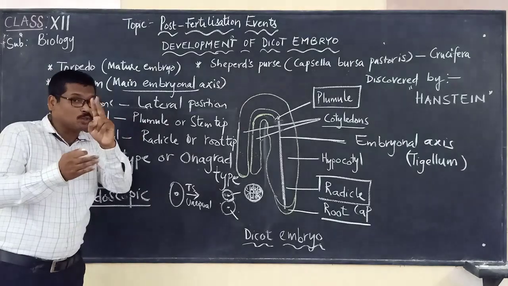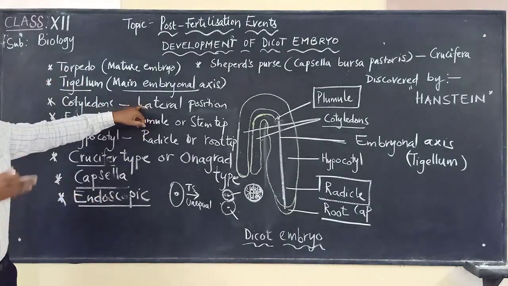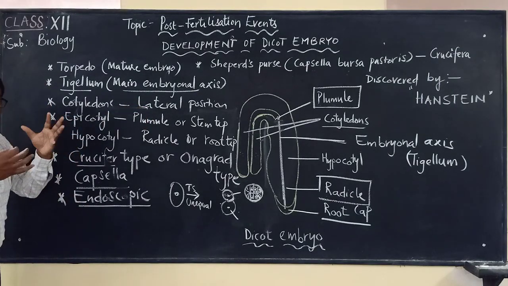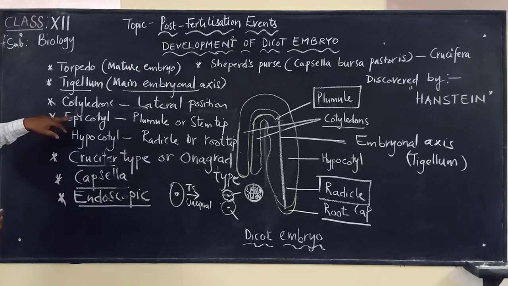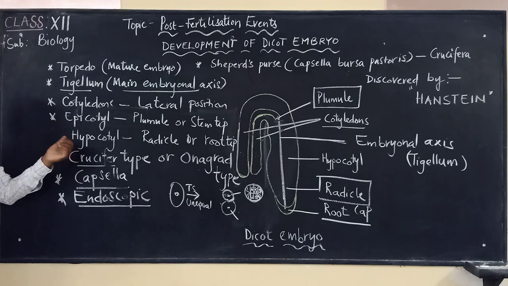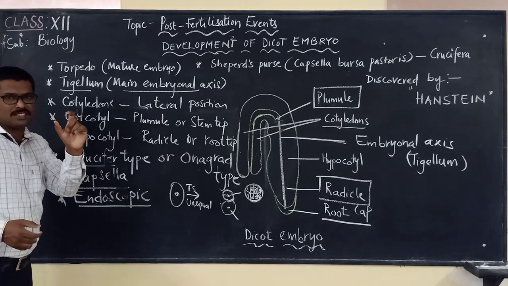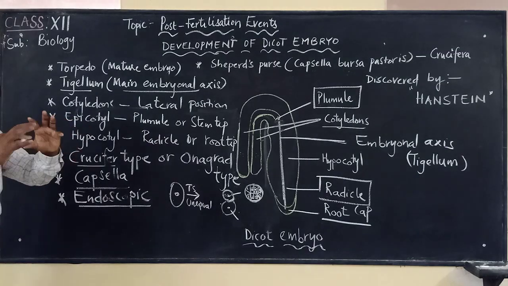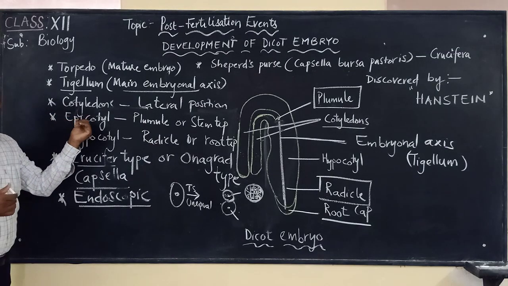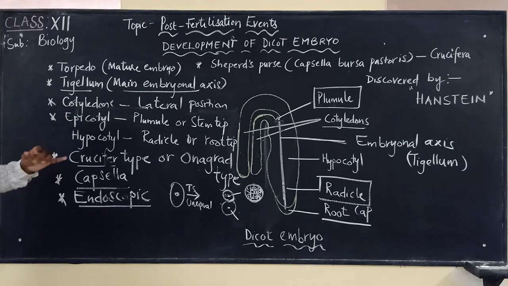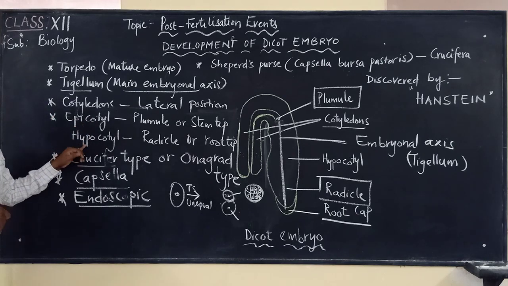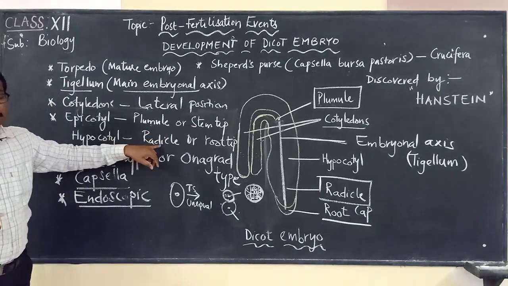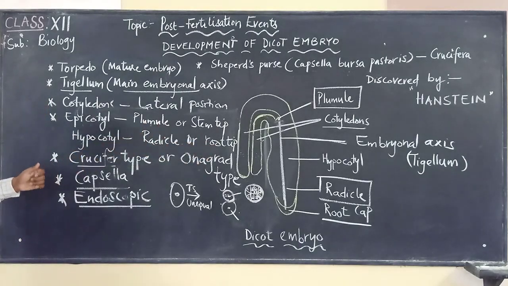There are two cotyledons placed on the lateral sides of the embryonal axis, and this embryo is showing two regions, epicotyl and hypocotyl. The portion of the embryonal axis attached above the two cotyledons is called the epicotyl. Below is the hypocotyl. The epicotyl gives rise to the plumule, or stem tip, whereas the hypocotyl gives rise to the radicle, or root tip.